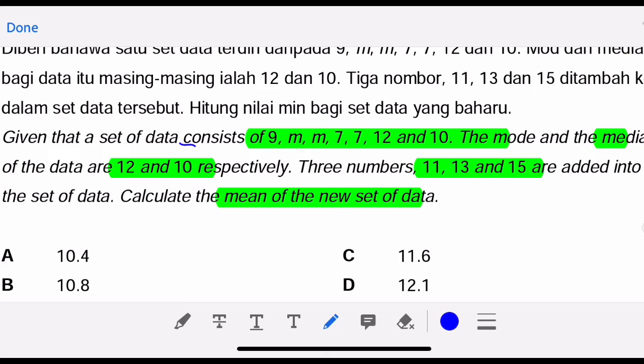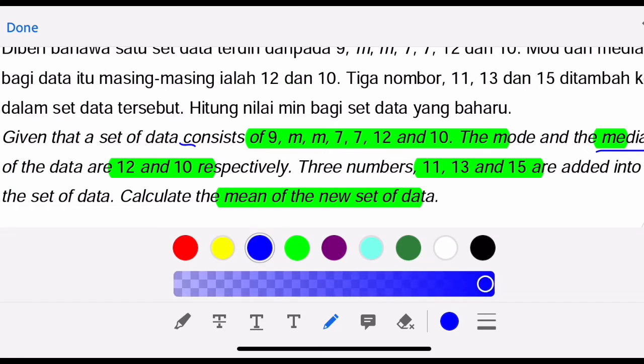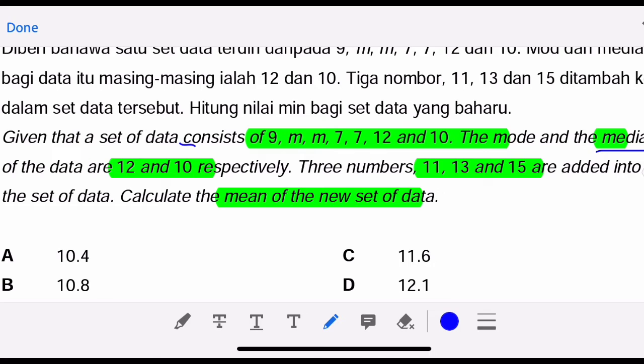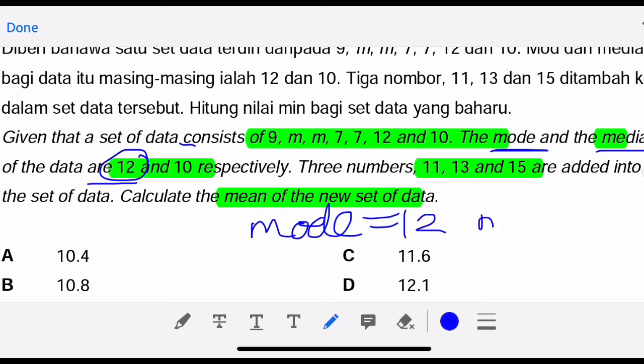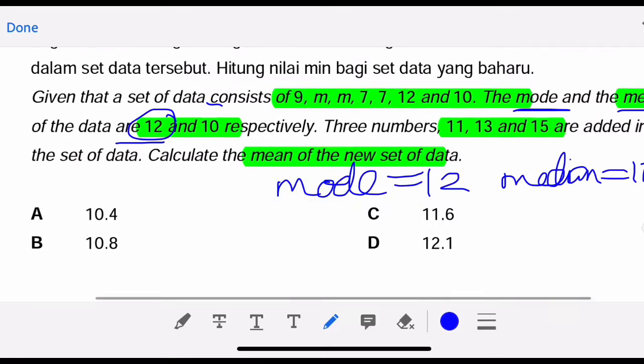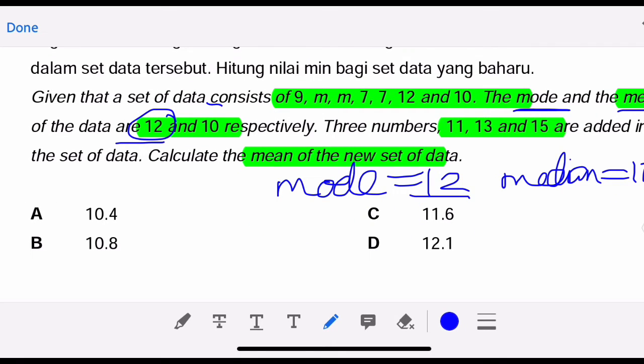Alright, so basically when you read the question, you should be able to identify your M. Because the question says the mode of the data is 12. Median of the data is, let's write down properly, 10. So when we see the mode is 12, median is 10, we have to arrange in order because of the median, in order to find the M.